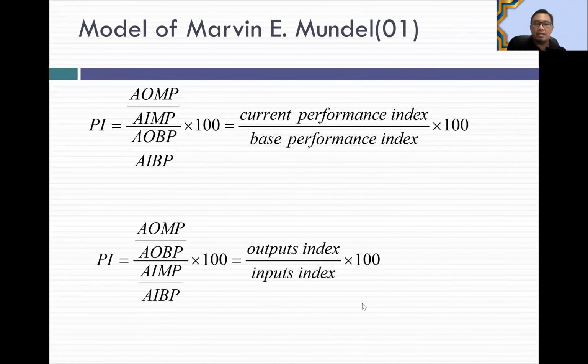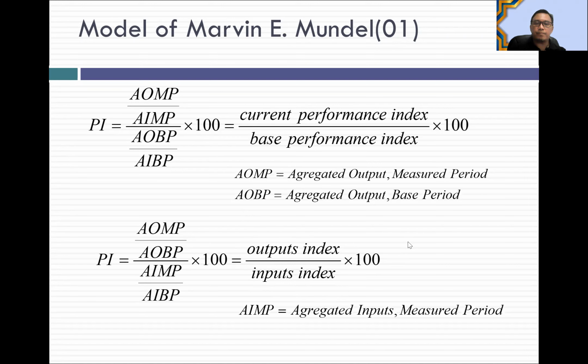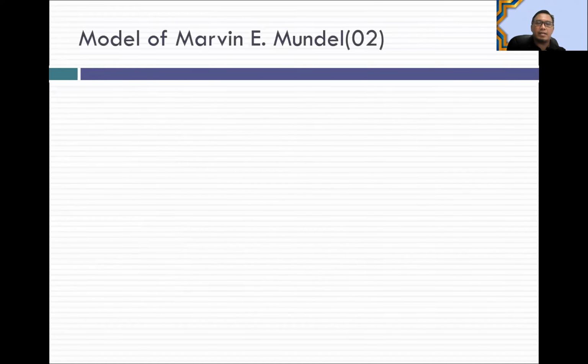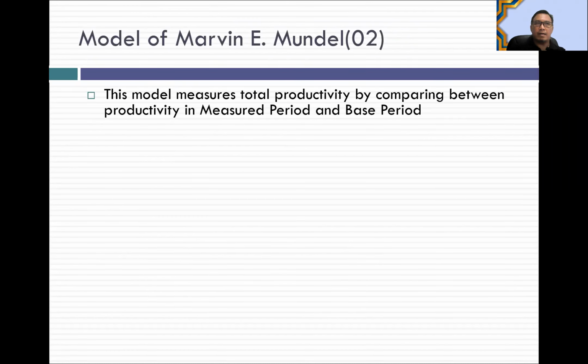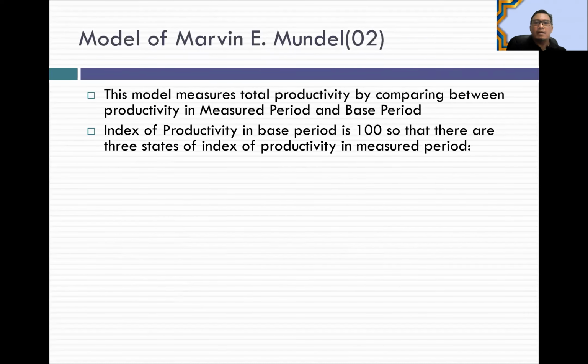All right, so this is the productivity or performance index, or output index, per its input index times 100. So what is AOMP, aggregate output measure period, AOBP, aggregate output base period, as well as AIMP and AIBP. So that's the formula that you need to know.